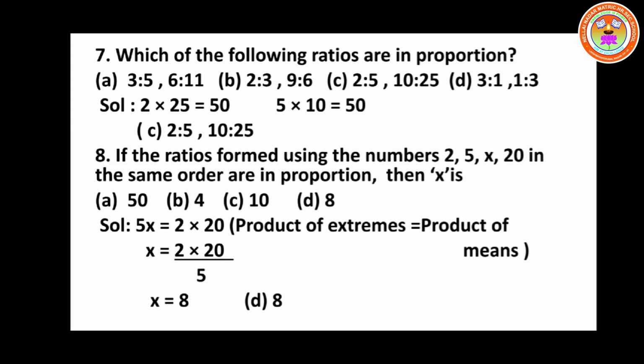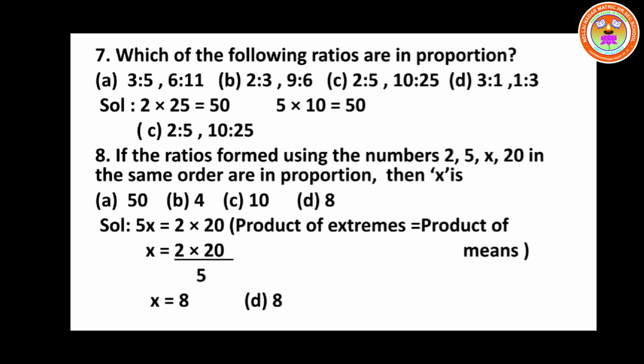Option A, you take 3 is to 5, 6 is to 11. So what are the extreme numbers? 3 and 11. So 3 elevens are 33. Product of the means, 5 and 6: 5 sixes are 30. Now they are not in proportion because the values are not equal. 30 and 33 you are getting.